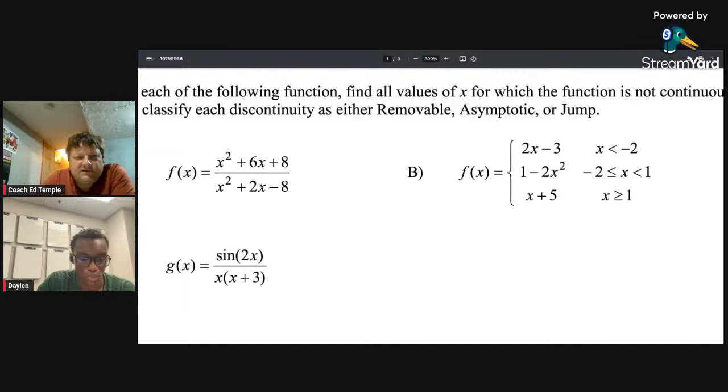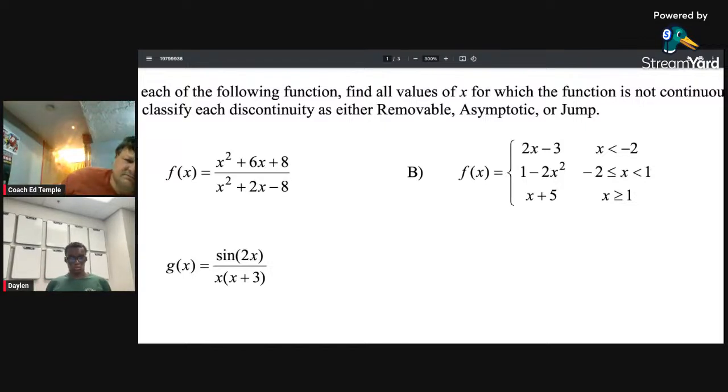It says find all values for x for which a function is not continuous. So what can you never divide by? 0. Right. So what you got to do is do the same thing we were doing on the top. Just figure out what you can get removable. If it's removable, you say it has discontinuity at the two places that you factored.